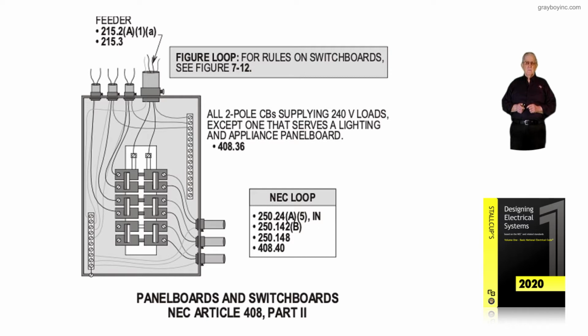250.24(A)(5), the informational note, provides a lot of helpful information, tips. 250.142(B) deals with the load side, meaning there's a main ahead of those feeders feeding this switchboard or panel board. And then 250.148 and 408.40, which deals with the isolation of the neutral bar and the equipment grounding bar connected to the metal enclosure of the panel board or switchgear.